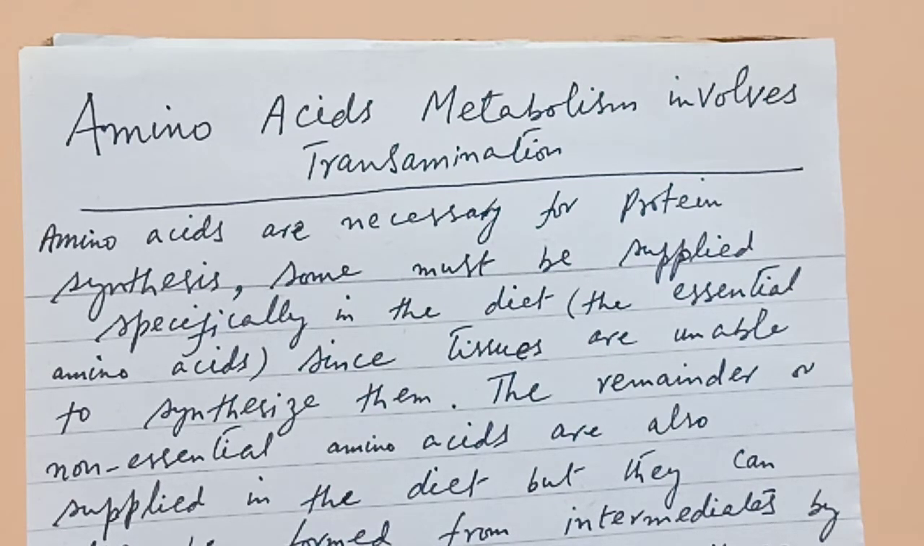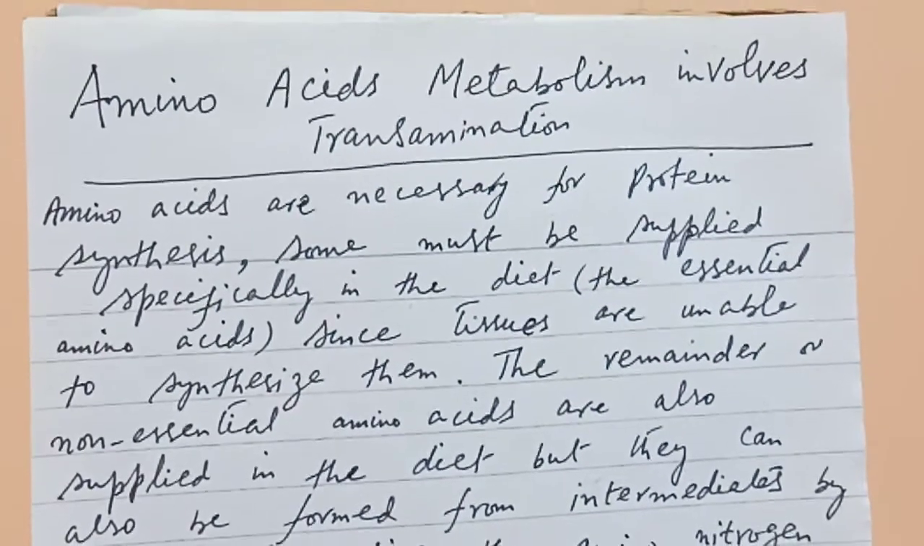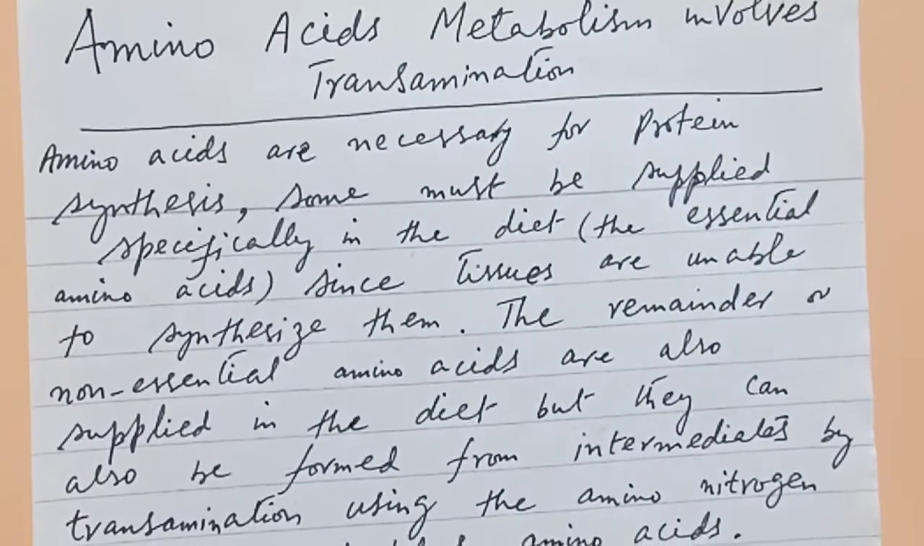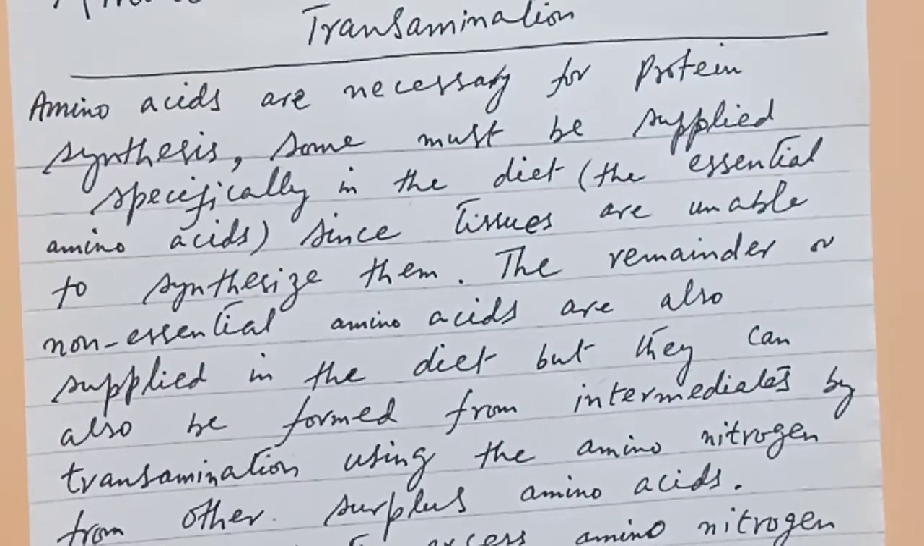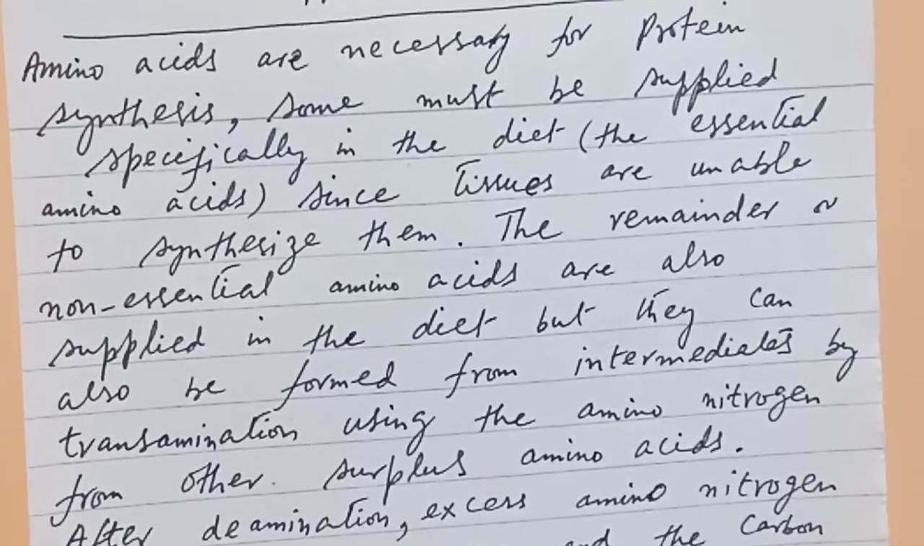So the remainder, the non-essential amino acids, are also supplied in the diet, but they can also be formed from the intermediates of transamination using the amino nitrogen from other surplus amino acids.